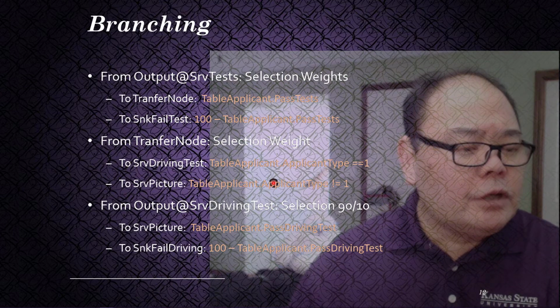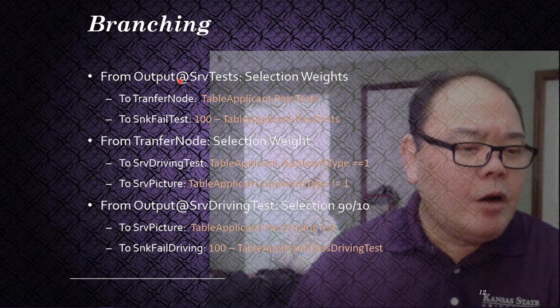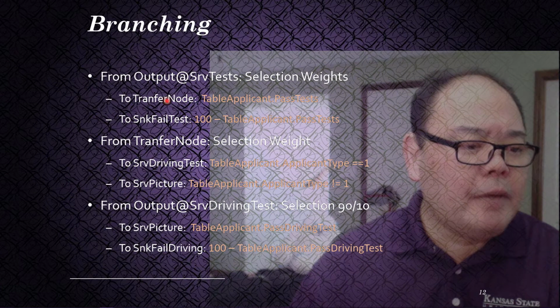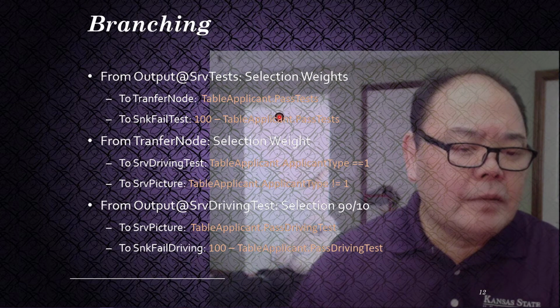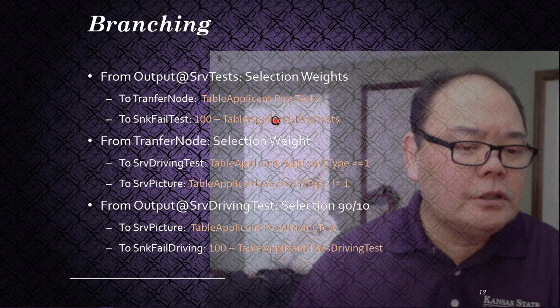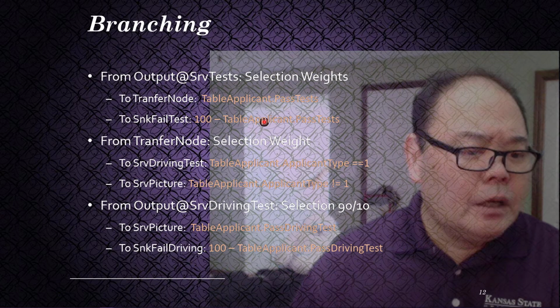The last part we're going to talk about is the branching. From the output of the server test, which is the written test, we have a probability of passing the test, which is the table applicant passed the test. And then they have 100 minus that number as the failing test. We're going to use a branch, using transfer node by link weight, to indicate this.